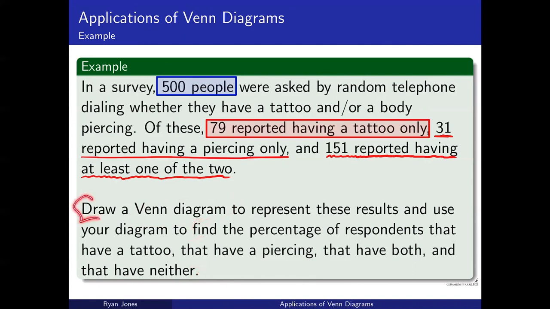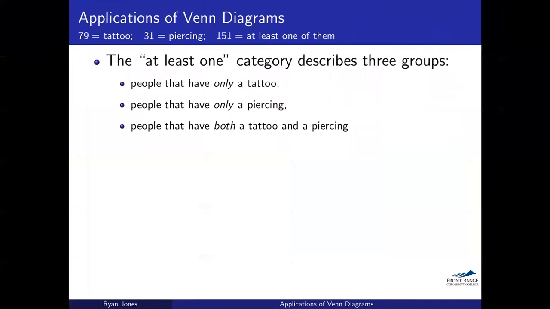Let's start off just drawing the Venn diagram. If we start off with this 151, we said we have to be careful about that. There are four groups of people: those that have a tattoo, those that have a piercing, those that have both, or those that have neither. I'm going to claim that this at least one category talks about three of those groups. When we say 151 people have at least one of these, tattoo or piercing, we're talking about people that have only a tattoo, people that have only a piercing, and then people that have both.